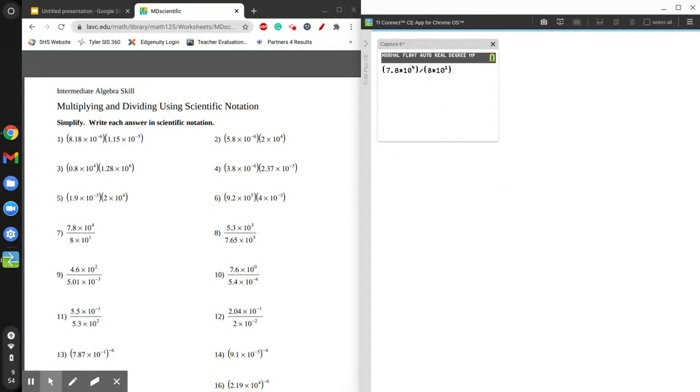Okay, and then I'm going to hit enter, and this is what I got as a solution. This is a good example to talk about: do we keep scientific notation? Do we not keep scientific notation? Because that's a good question that I had a lot of students ask me last year.